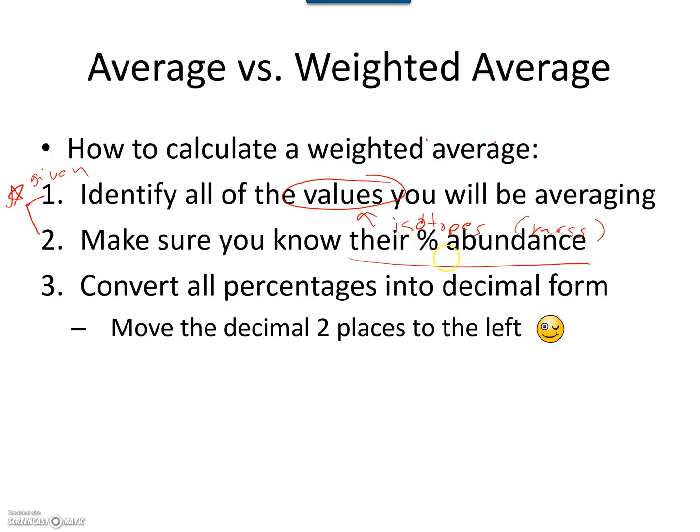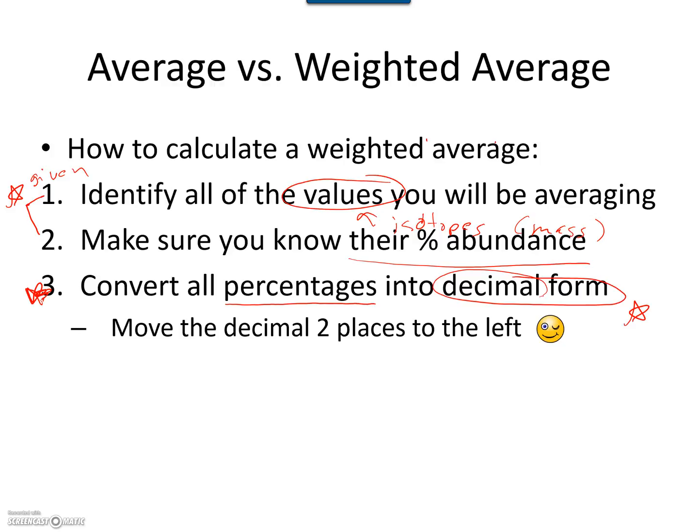So their percent abundance, that's a percentage, right? Say carbon 12 is 98% of the carbon atom, so its abundance would be 98%. We have to convert those percentages into decimal form. Now, I said this in class, I'm just going to say this now: this little step 3 is the one that's most commonly screwed up, and it's the easiest thing. I can't for the life of me figure out why this is forgotten or screwed up so often, but it is.